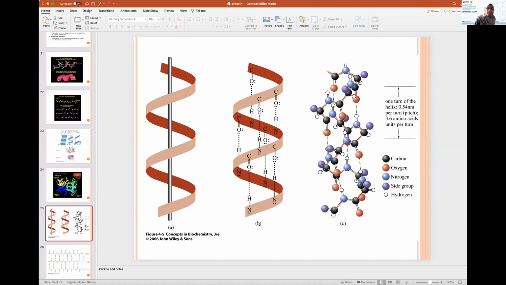Okay, for this case, for B, which one will be the C-terminal to the N-terminal? From the top to bottom or from bottom to the top? Bottom. It is from the bottom to the top, right? Because we have the N-terminal to the C-terminal at the end here.